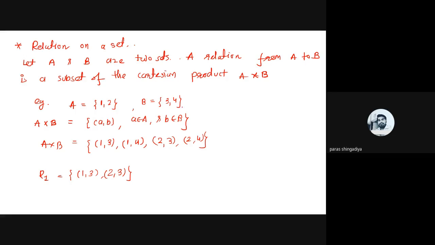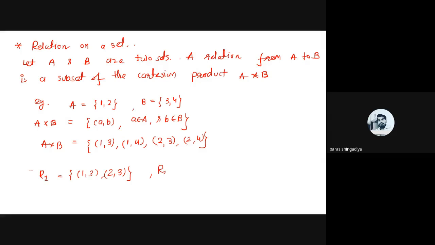Here I consider sets A = {1, 2} and B = {3, 4}, and a relation from A to B is a subset of the Cartesian product. Now we can say R1 is a subset of A cross B. R1 is a subset of this Cartesian product, so we can consider R1 as a relation from A to B.